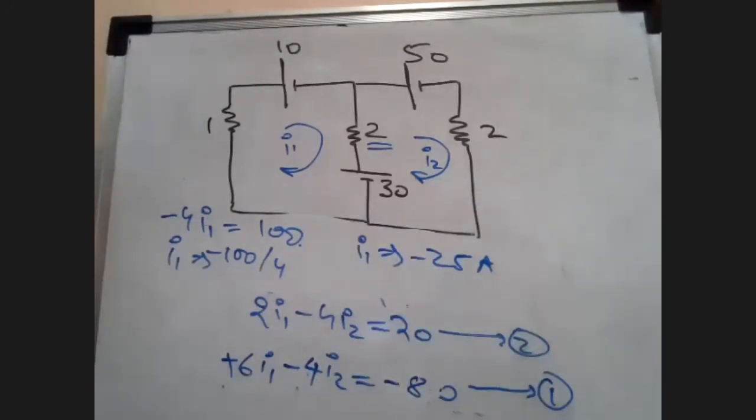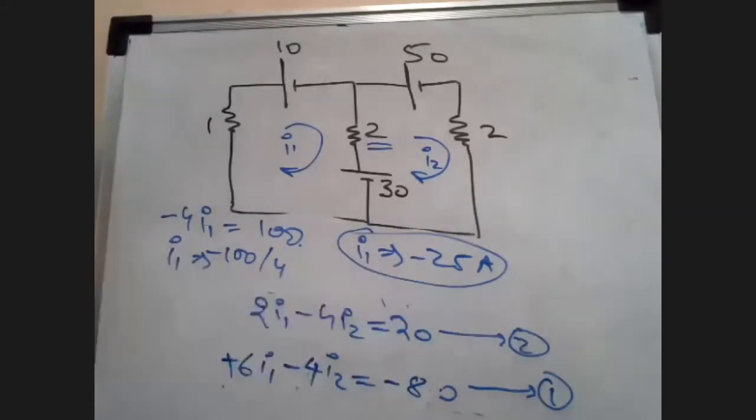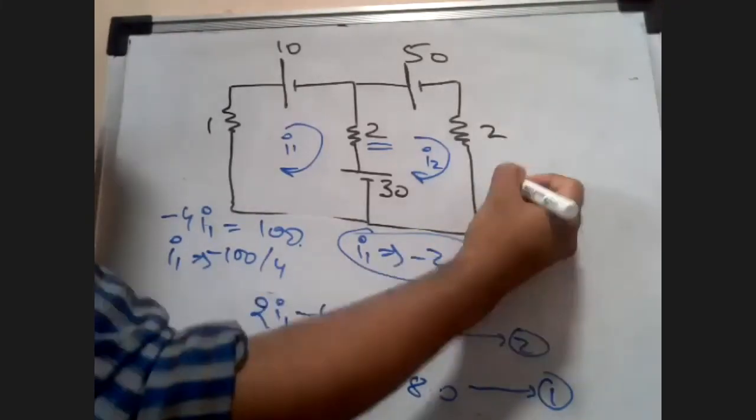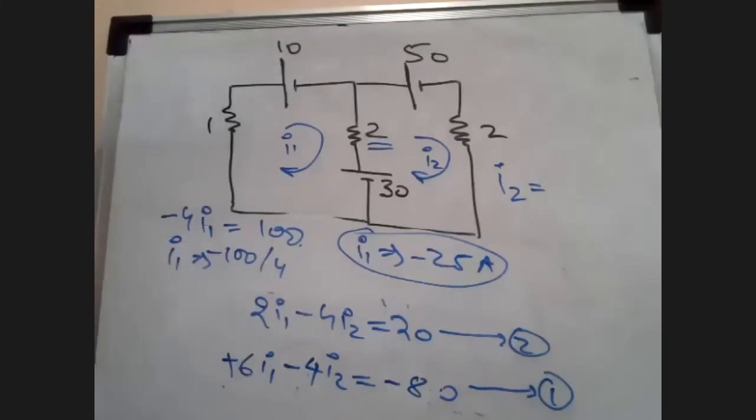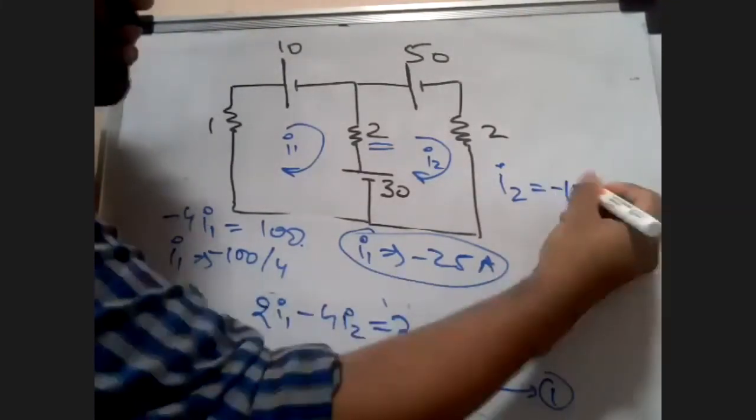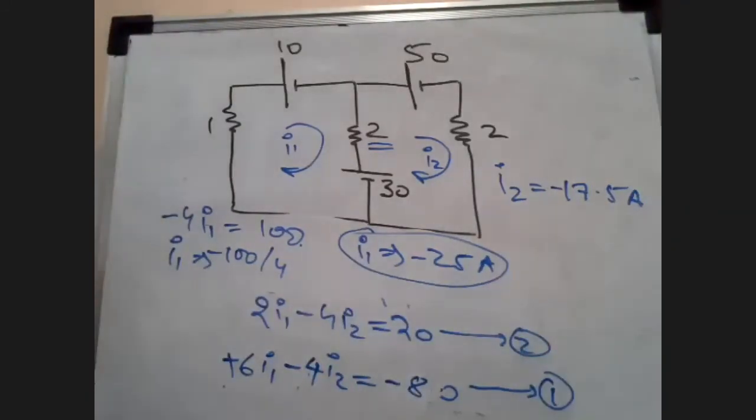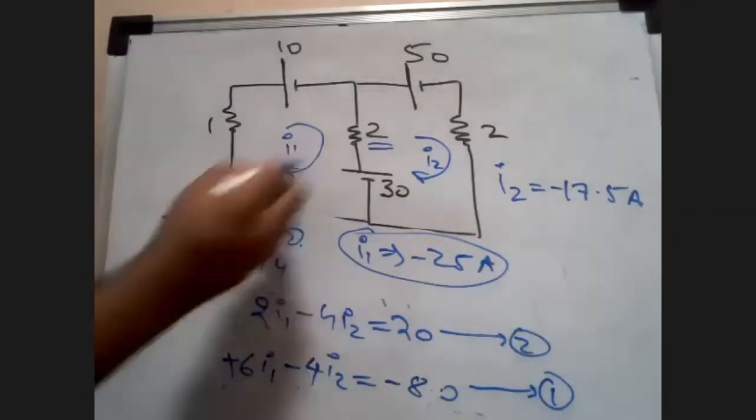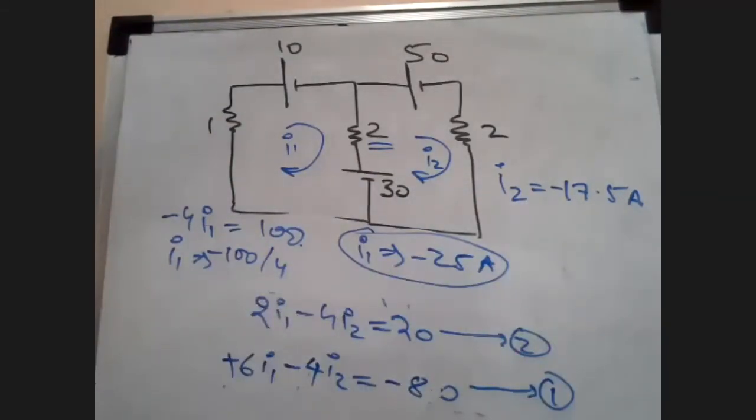If you have minus 25 amps, please substitute this in any of the equations. So 2 times minus 25 minus 4 I2 equal to 20. If you substitute, you'll find the value of I2 to be equal to what? I2 will be minus 17.5 amps. So now you came to know I1 and I2 values.